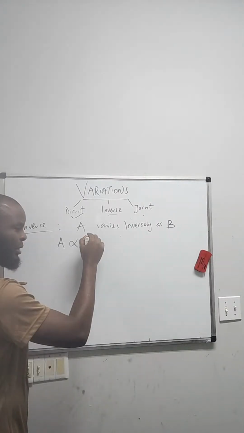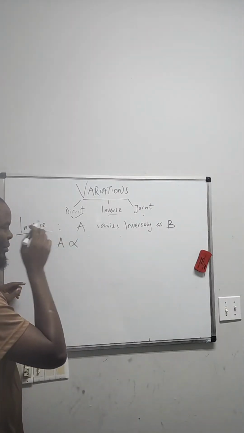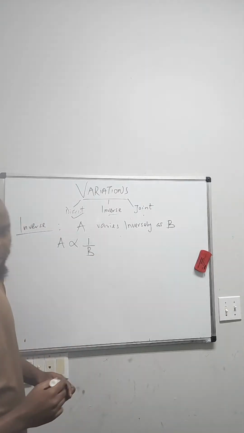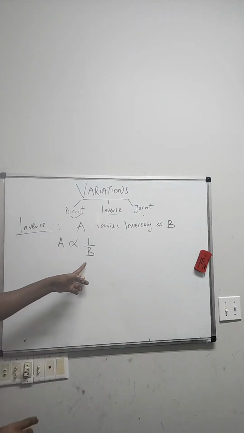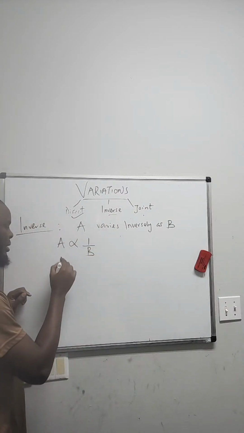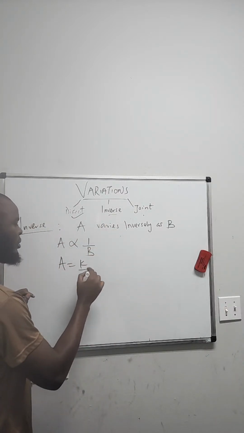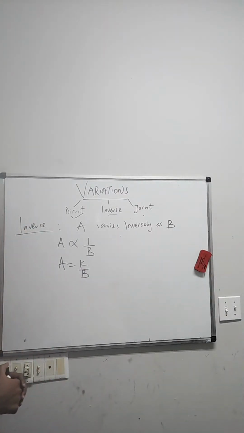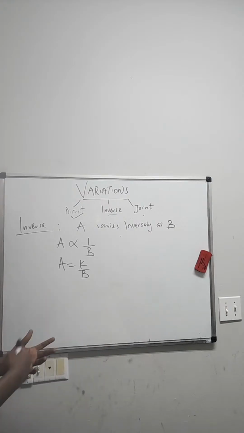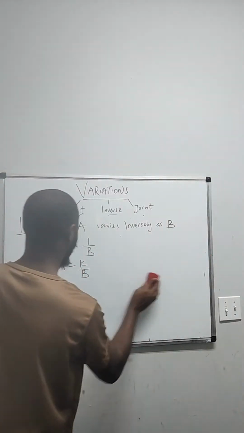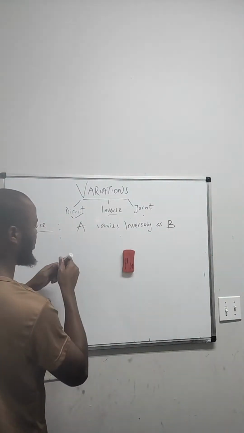Anytime you are using inverse, it should be 1 over B. This is inverse. It's going to be in reciprocal form. So here we have A equals K over B. That is inverse. Instead of having KB, you have K over B. Okay, let me just write it in.